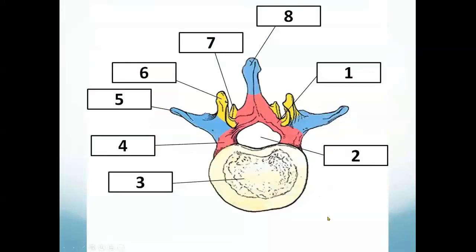So let's start with a little question here. What is number one? Number one would be between the spinous process and the transverse. What is this region? Pedicle? Lamina. No. Other one. Yes. Lamina. Number two.